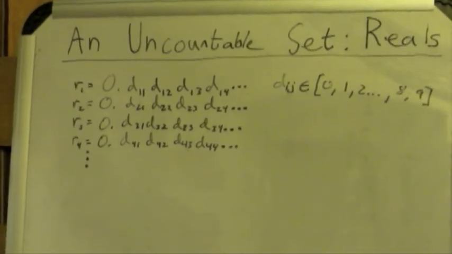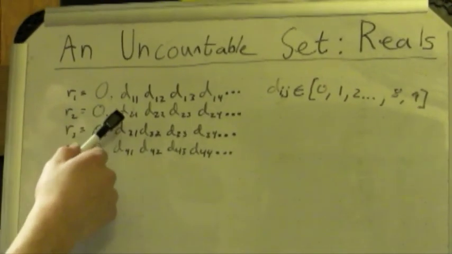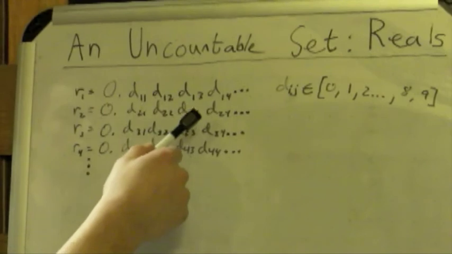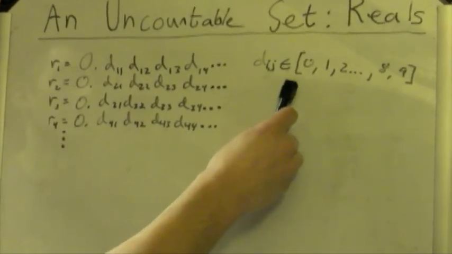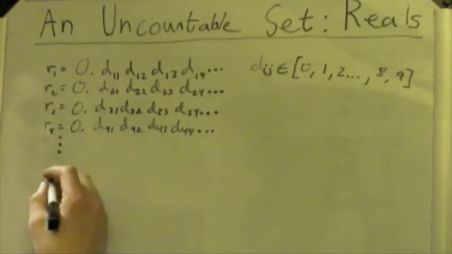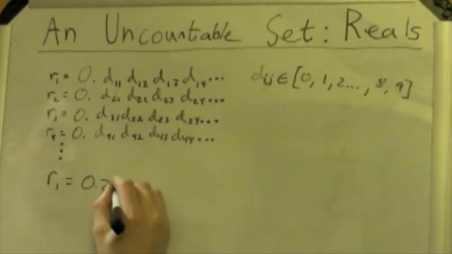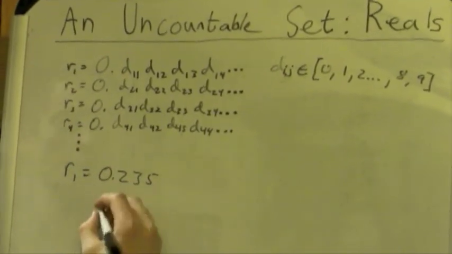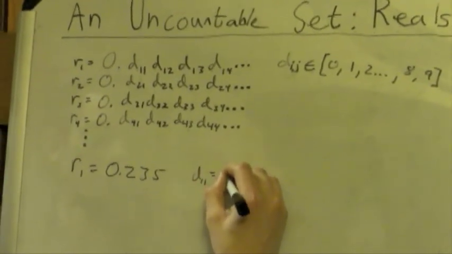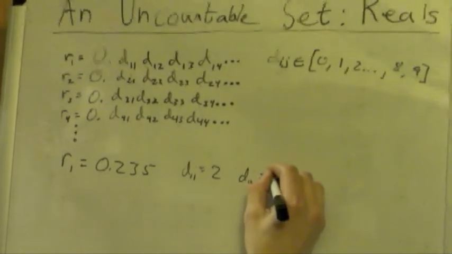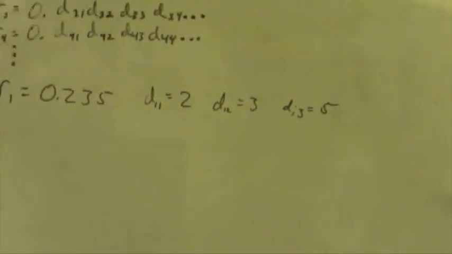So we'll let the decimal representation of these real numbers be, say, R1 equals 0.d11 d12 d13 d14, etc., such that dij is an integer between 0 and 9. So for instance, if we have R1 equals 0.235, we have d11 is equal to 2, d12 is equal to 3, and d13 is equal to 5.